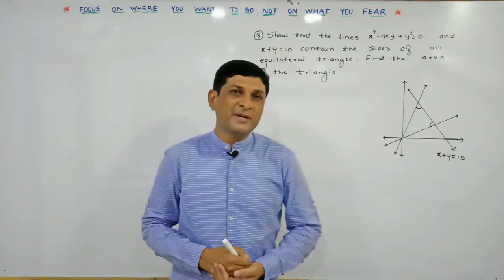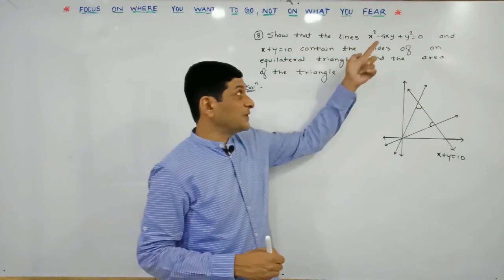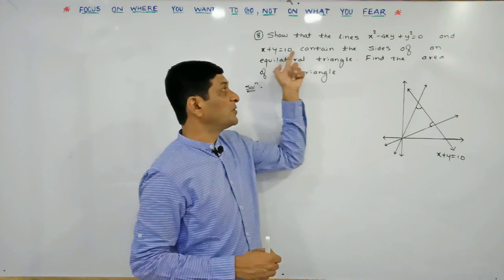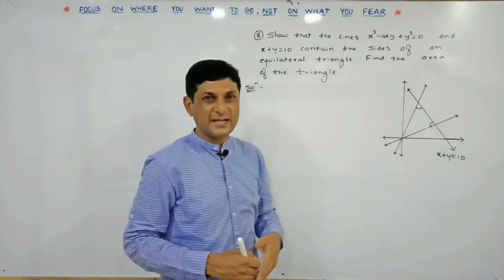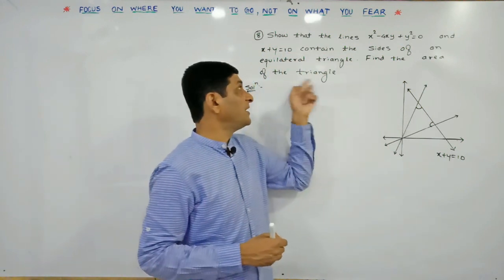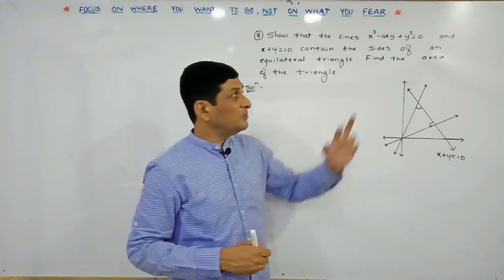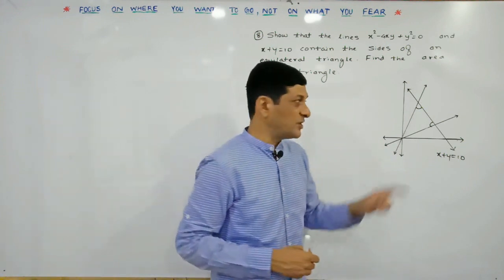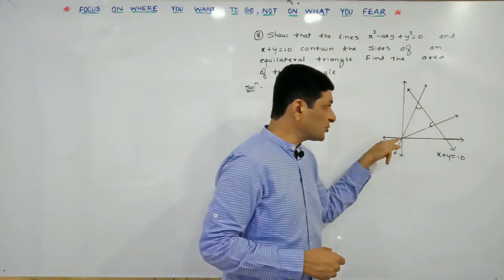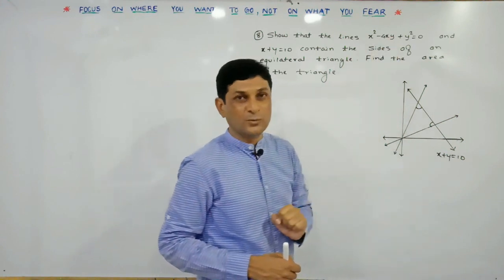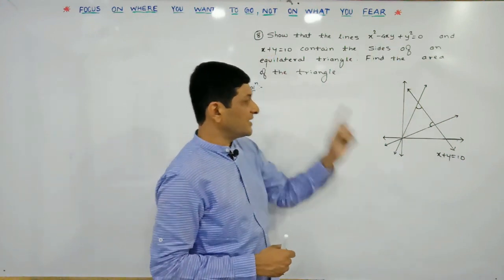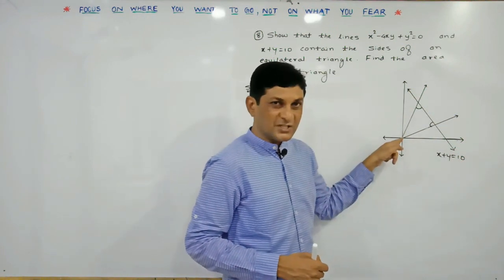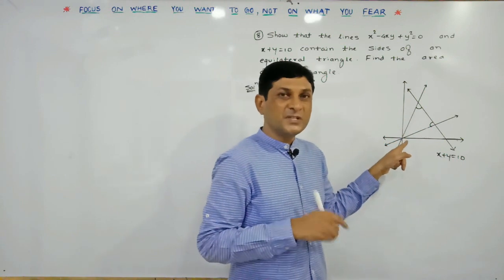Now see example number 8. In the 8th example, we have to show that the lines represented by this homogeneous equation and the line x plus y is equal to 10 contain the sides of an equilateral triangle. And in the second part, we have to find the area of the triangle. Now this homogeneous equation represents how many lines? Two lines passing through the origin. Let these be the two lines passing through the origin and represented by this homogeneous equation. And which is the third line? X plus y is equal to 10.